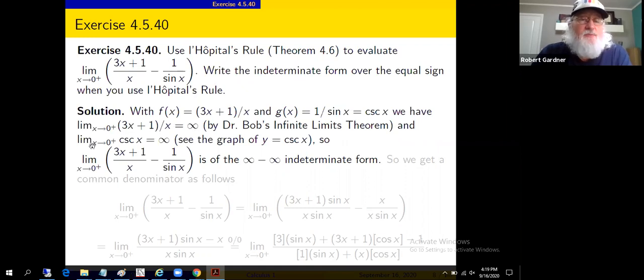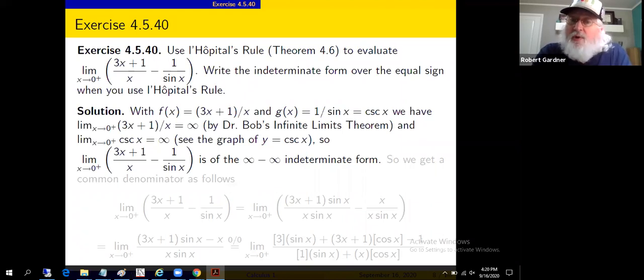And the limit as x approaches 0 from the positive side of the cosecant function: it's got an asymptote at 0. Check out the graph of the cosecant function to convince yourself of that. So I'm taking advantage of previously known properties of trig functions. So, we got infinity from this limit and that limit. We have an infinity minus infinity indeterminate form. What are you going to do with that?